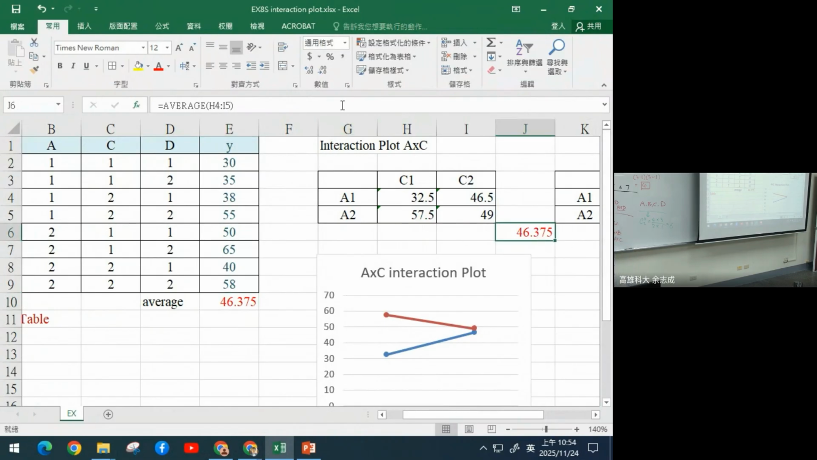This is the average of these four, okay? And this is the average of the total 8 experiments. These two should be the same because the two combinations are actually the average of the total 8 combinations. So these two numbers should be the same. So we can use this as a double check to see if your selection is correct or not. If they are the same, they are correct. So you can do the same thing for A and D.